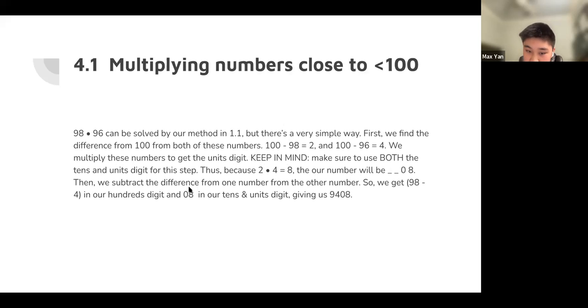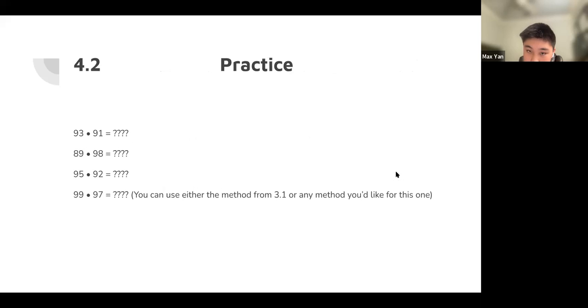Then we subtract the difference of one number from the other number. The difference from 96 to 100 is 4. So we subtract 98 minus 4, which gives our thousands and hundreds digits. So we get 9,408. So solve these problems.